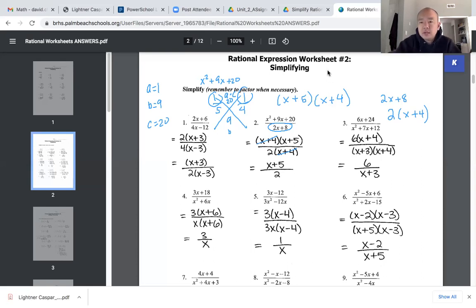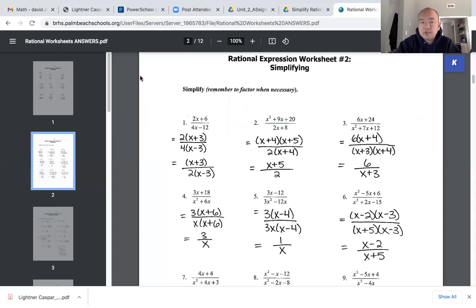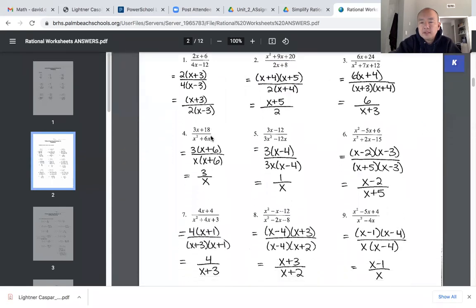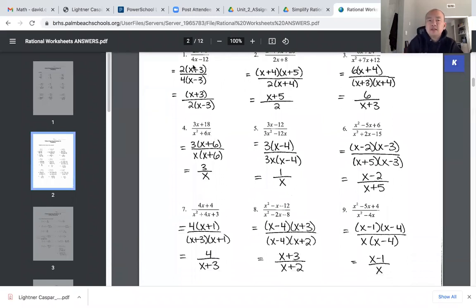Okay, let's do number 6 on this worksheet. Number 6 is x squared minus 5x plus 6 over x squared plus 2x minus 15. So notice that you have 2 trinomials here. So when you have a trinomial, you're probably going to have to use the X method. And remember that for the top one, a is equal to 1, b is equal to -5, c is equal to 6. So what you do is you multiply the a times c, which is 6. 1 times 6 is 6. And then you plug in the -5 for the b.